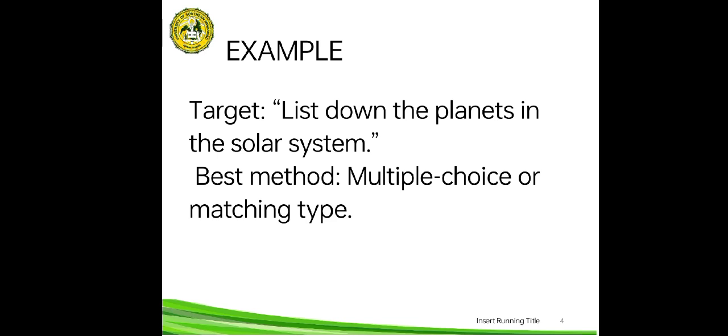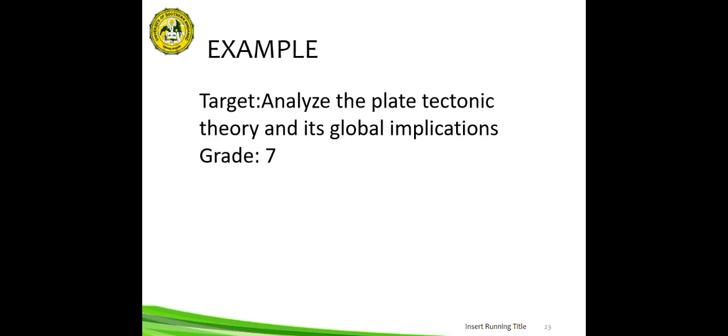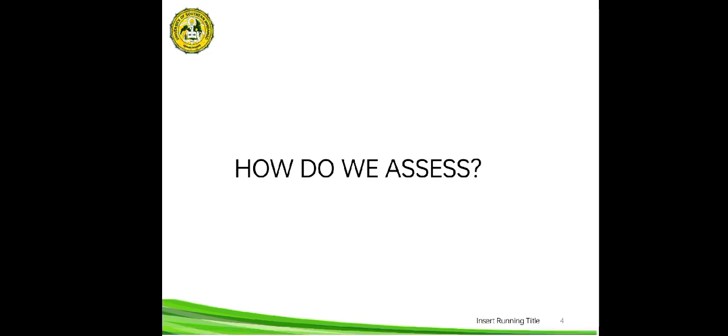Let's take this example. If you're teaching grade 7 science, a clear and appropriate target might be identify the different layers of the earth. This is specific, age appropriate, and aligned with the curriculum. But if your target is analyze the plate tectonic theory and its global implications, that may be too complex for grade 7 unless scaffolding is in place. So, the question is, how do we assess those targets?